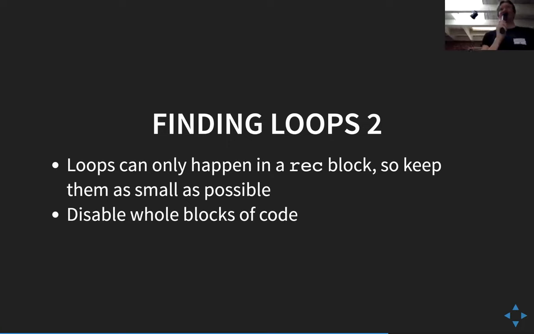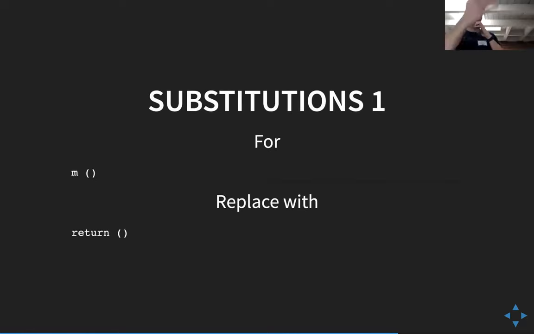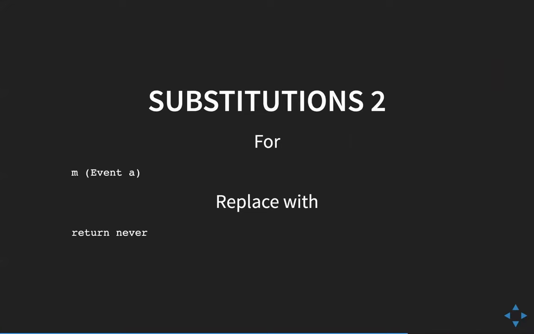And then a second strategy is just disable whole blocks of code. How do you do that? Well, you just replace some kind of an m unit with just return unit. And then whatever it was doing inside it, you probably had to pass in some events or whatever. Now you don't have to pass in anything. It just does nothing. Whatever it was putting into the DOM, it ends up blank. And this is a great way to disable things. Another way is if you have an m that returns an event, just say return never. Can't possibly have an event loop with an event that never fires.